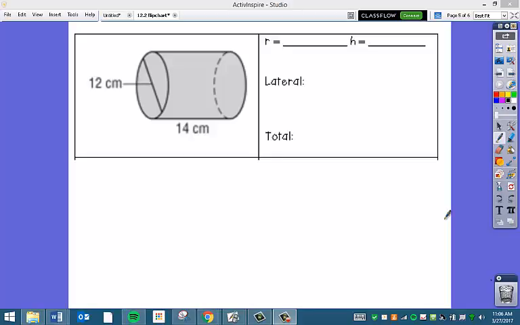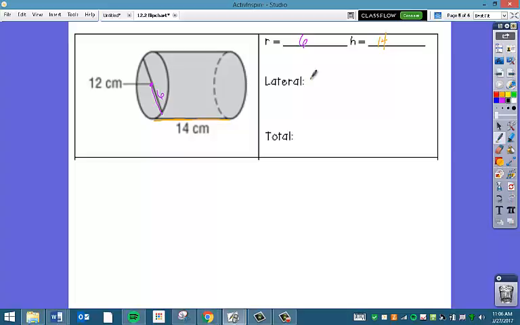Now we're going to be finding the surface area of cylinders. So, remember, radius is half of your diameter. Our diameter is 12, so that means our radius is going to be 6. Our height is what connects our two bases. Our height is 14.